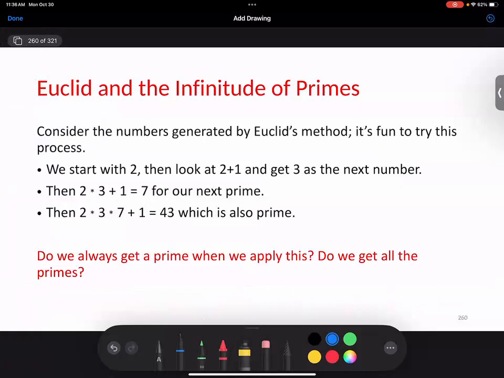So let's analyze this construction. If we start with the number 2, we add 1, we get the number 3, which is prime. Then we have 2 times 3 and we add 1, we get 7, which is prime. Then 2 times 3 times 7 plus 1, we get 43, which is prime. What would you conjecture?